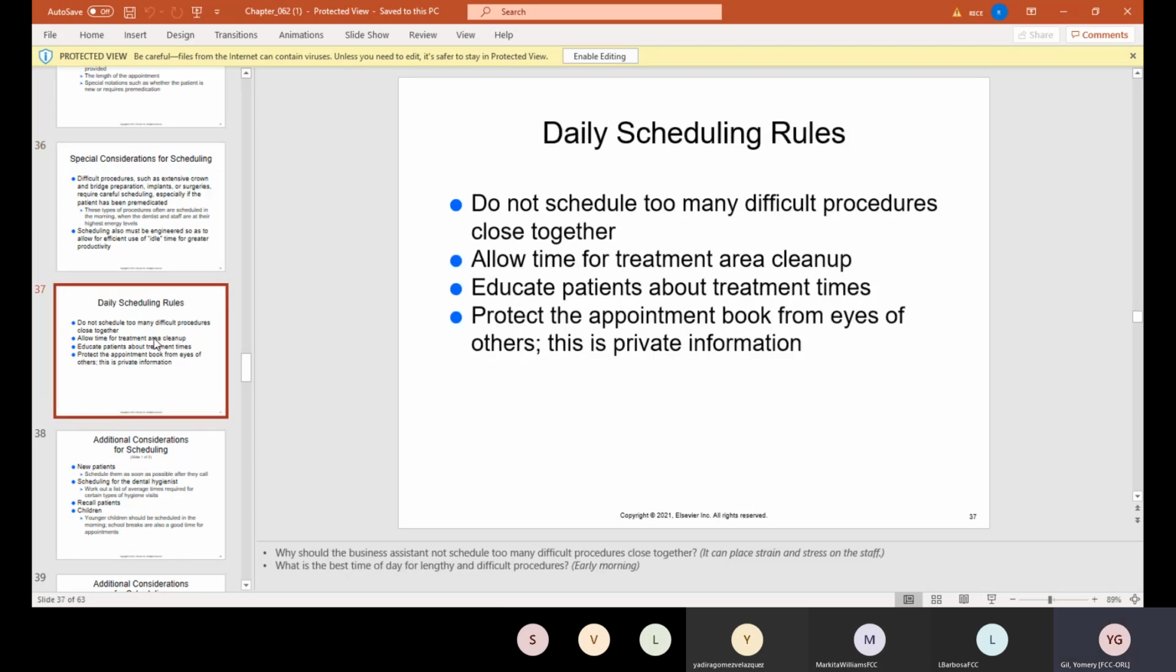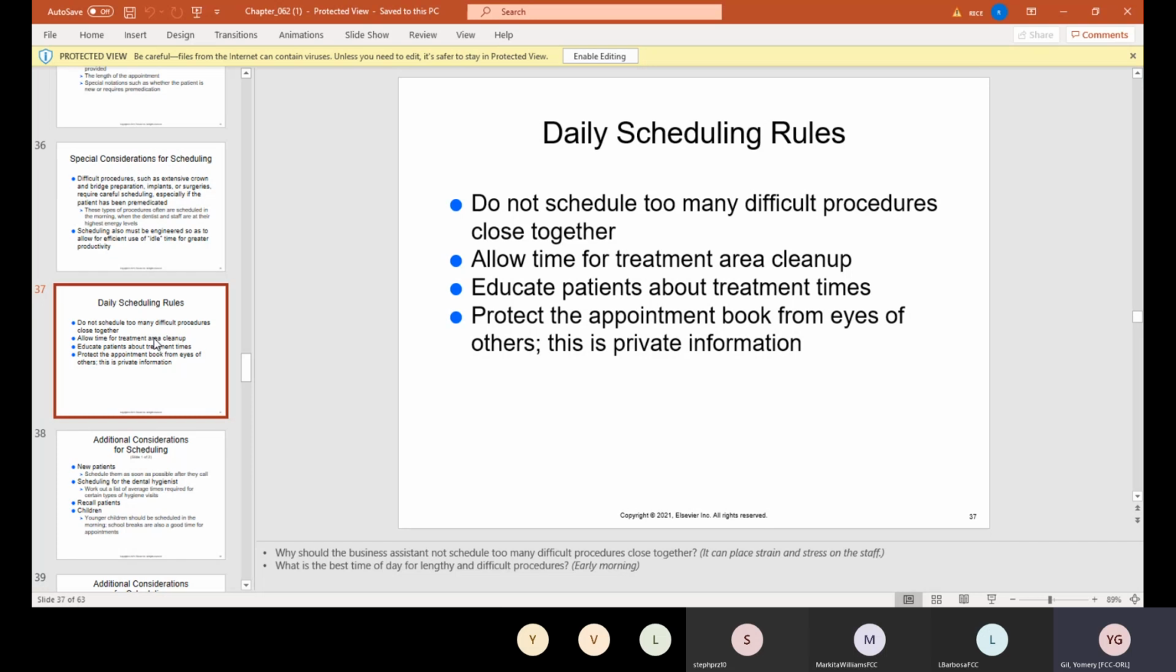Daily schedule rules. Do not schedule too many difficult procedures close together. What happens if you do that? What do you think happens? If you schedule too many difficult procedures close together, something could go wrong in one of the earlier ones, and then you're going to have to reschedule one of the other ones. Correct. And you're going to burn out quickly if you're doing all the difficult ones one after the other after the other. Okay. Allow time for treatment area and cleanup.